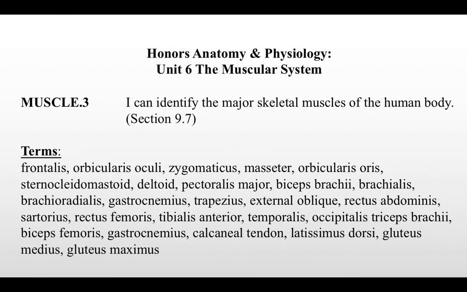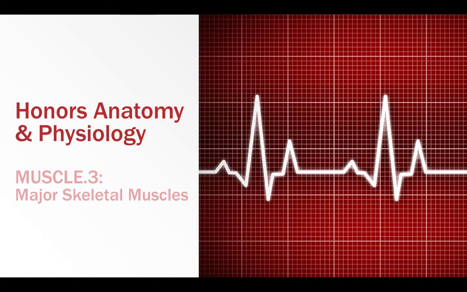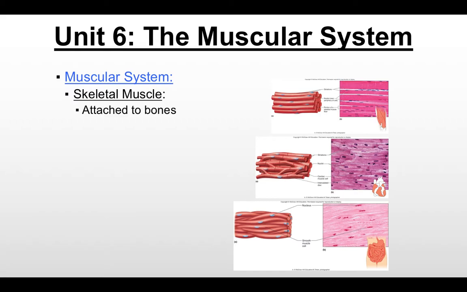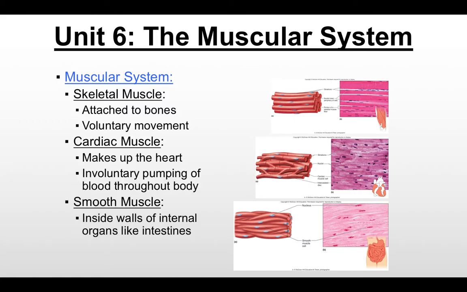The standard reads, I can identify the major skeletal muscles of the human body, and they're all covered in section 9.7 of your textbook. Again, to review, the muscular system has three types of muscle, and we're going to highlight the skeletal muscles today, still the ones that are attached to your bones, causing voluntary movements. You may notice that some of the names even reflect the bones which they cover, so if you memorize the names of the skull bones, this will really help you today.